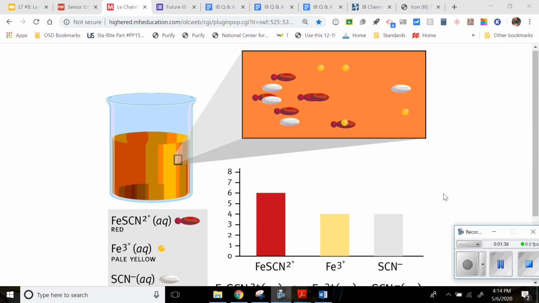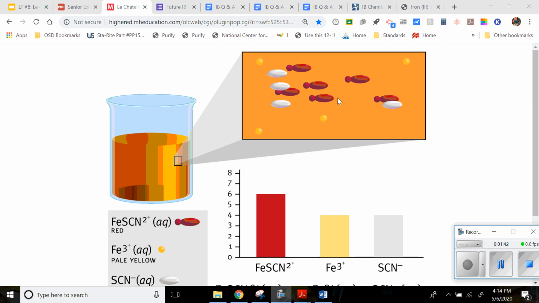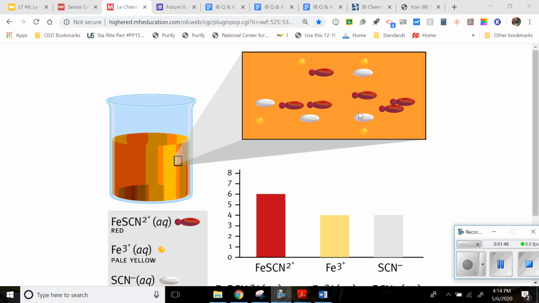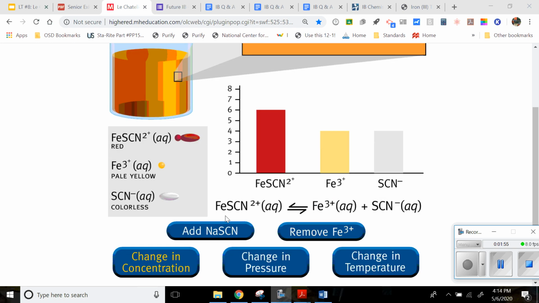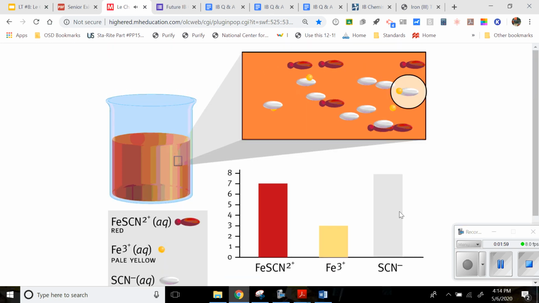So let's watch what happens. Here we've got our equilibrium solution. The dark red ones represent the iron thiocyanate with a +2. The yellow ones represent the irons with the +3s, and the white ones represent the thiocyanates, and that's the one we're going to add. So here we go, we're going to add it.